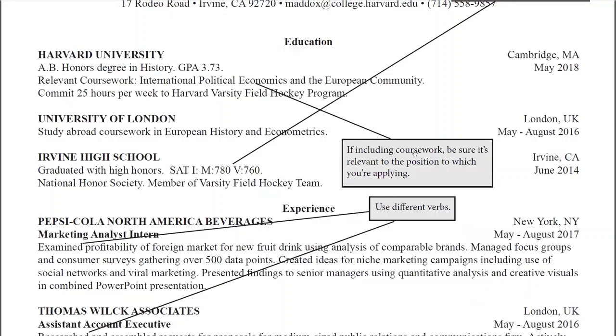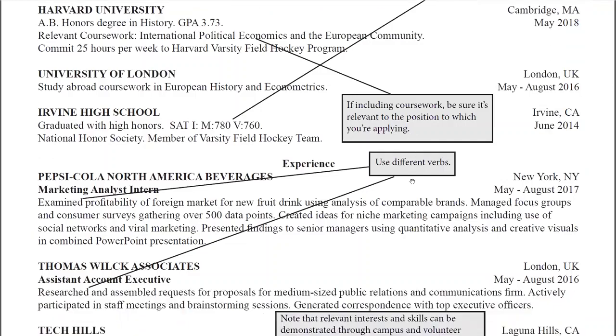If you are talking about any coursework, be sure it's relevant to the position to which you are applying. So for example, you did some research in your undergraduate course on supply chain management and something like that, and you are applying for a job for which this research is relevant. So you can mention this, but again, you need to see the relation, the relevance.